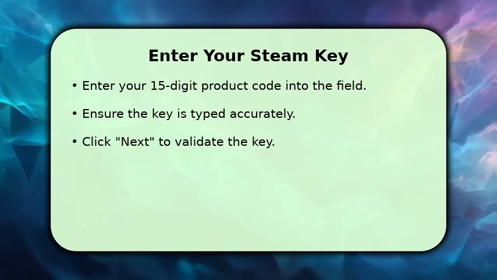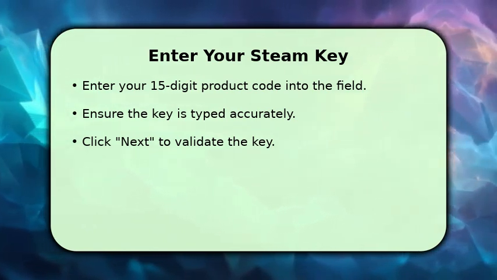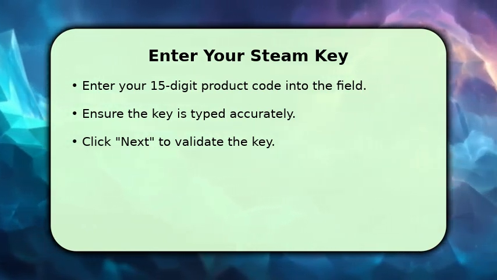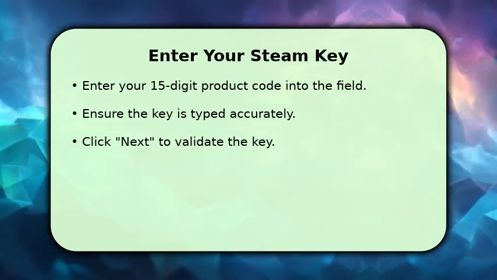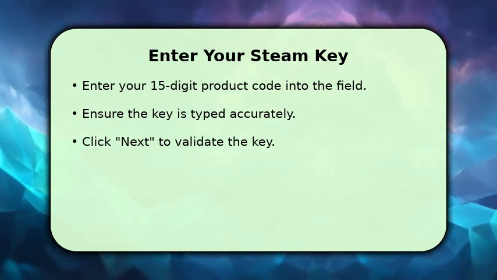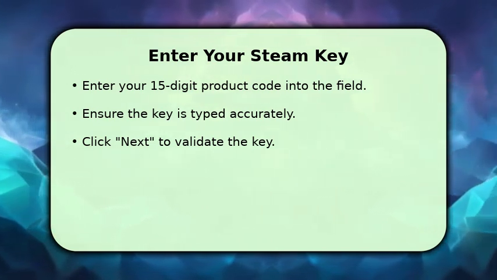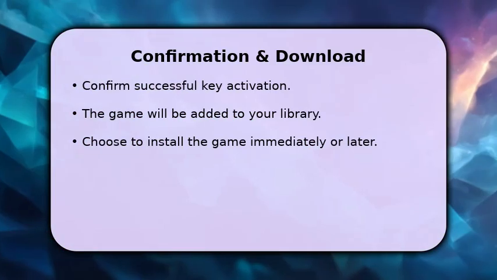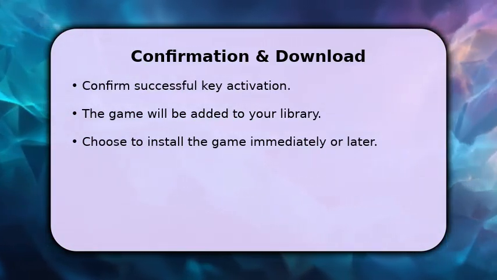This is your unique Steam key, typically a 15-digit alphanumeric code. Carefully type or paste your key into this box. Double-check for any typos, as even one incorrect character will prevent activation. Once you're confident the key is correct, click the next button to submit it for validation. If your key is valid, Steam will confirm the successful activation of your product.